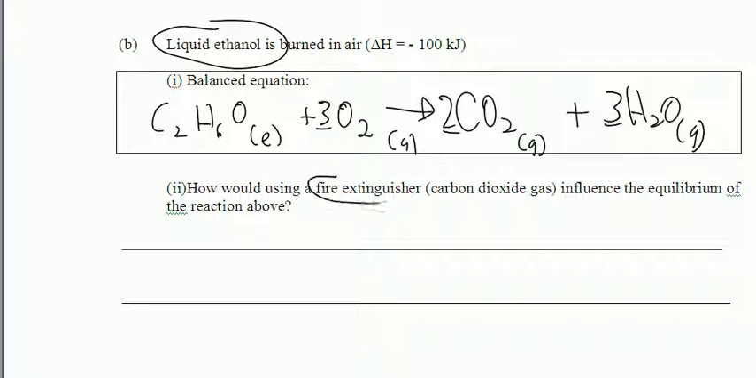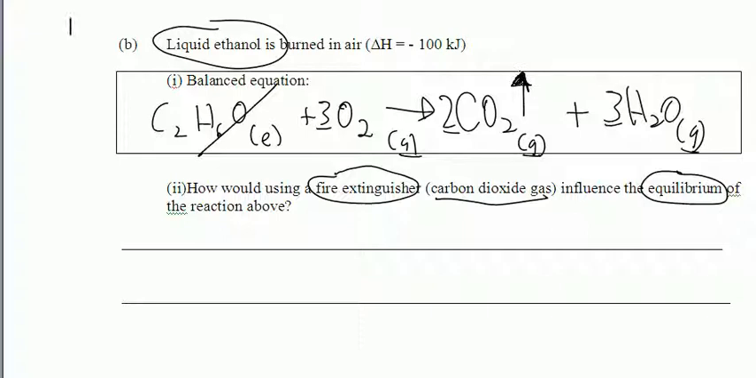How would using a fire extinguisher, which is made out of carbon dioxide gas, influence the equilibrium of the reaction above? Okay, so gas counts, gas counts, gas counts, liquid doesn't count. Adding carbon dioxide, okay? Adding carbon dioxide would be equivalent to increasing CO2. Increasing CO2, you shift away. In this case, shifting away is to the left.